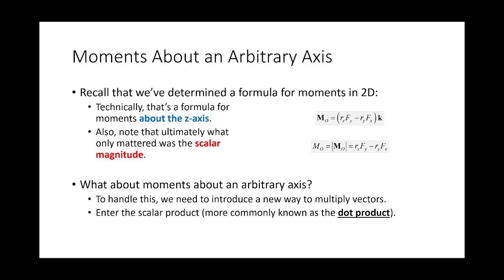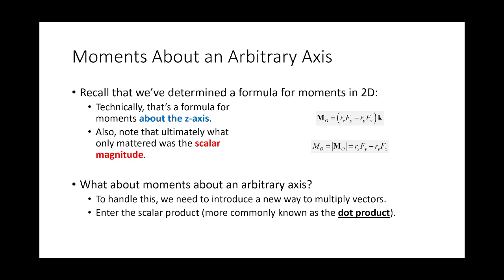All right? Why does that matter? Well, let's go back to this expression for moments in 2D. Remember, when you are determining moments, a moment is a cross product. It is a cross product of a position vector and a force vector. So whenever you do a cross product, you end up with another vector, even in two dimensions, right? When we do a cross product of an R vector and an F vector in 2D, we get another vector. It just so happens that this vector only has one component in the z direction, some value times k, which is why in two dimensions, ultimately only the scalar magnitude really mattered. Even though when we cross the two vectors, we get another vector, it's only the one component that matters.